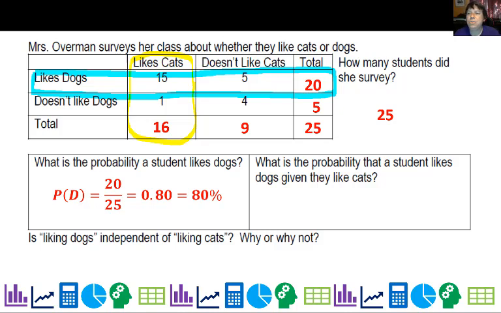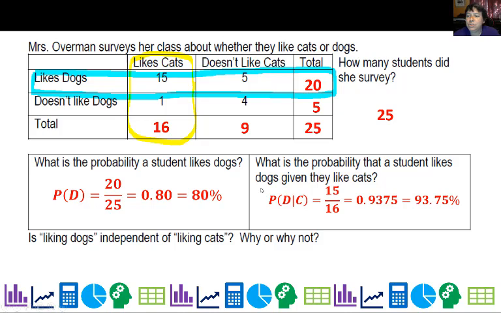I have to ignore the people who don't like cats. So these 9 people don't count for my problem, only these 16. Well, how many people like dogs? 15 out of the 16. So that's 93.75%.